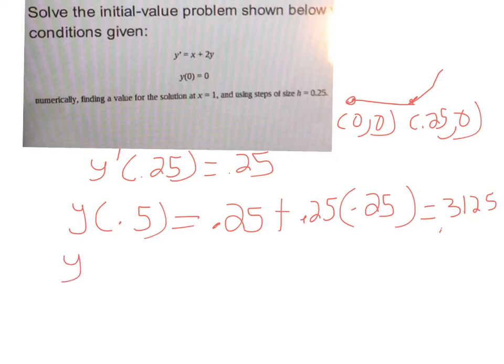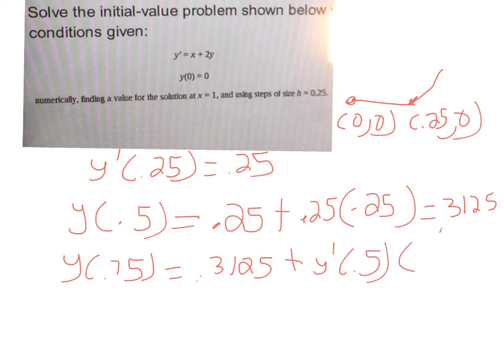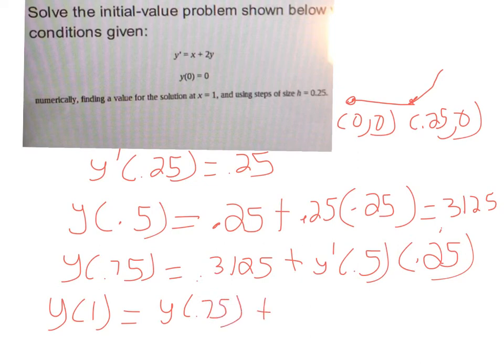And the process just continues. You're going to do y at 0.75 equals your height at 0.5, plus the derivative at 0.5 times how far you moved, which is another 0.25. That'll give you your height at x equals 0.75. And then finally, to finish it off, y of 1 equals the height at 0.75 plus the derivative at 0.75 times how far we moved, which is another 0.25. And then that's it.